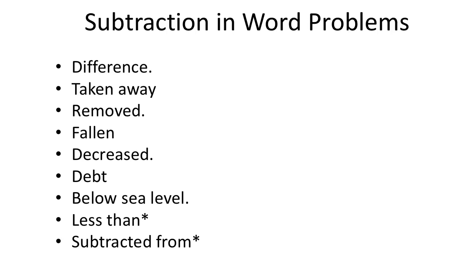If you see less than or subtracted from, those two have asterisks next to them because if it's read as, for example, 5 less than 10. Like if I said you had $5 less than 10, you wouldn't do 5 minus 10. It would be 10 minus 5, okay? That changes the order of things, which we're going to have to see in a different section.